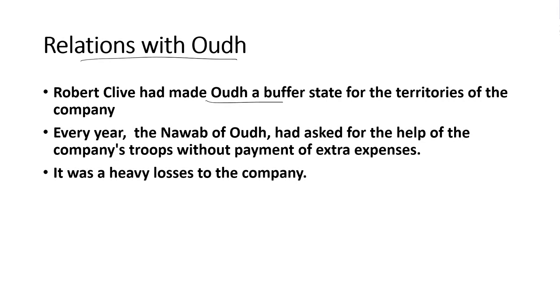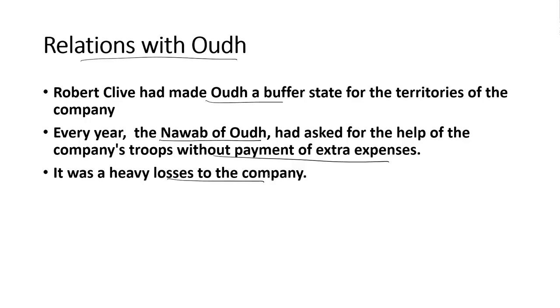Subsidiary alliance was also introduced on the Nawab of Oudh. Once this alliance was established, Oudh had been demanding military help from the English East India Company without paying extra expenses. So, it was a heavy loss to the English East India Company. So, it was left to Warren Hastings to redefine the relationship between the English East India Company and Oudh, the buffer state.